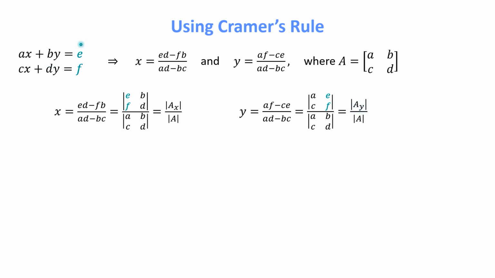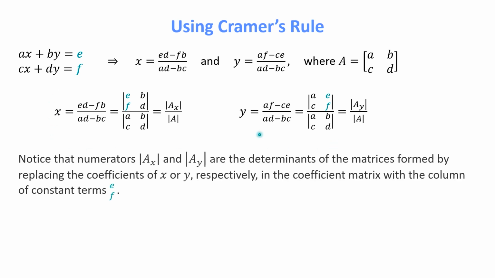So now we can follow on and summarize what we found. We notice that the numerators, the determinant of A sub x and the determinant of A sub y, are the determinants of the matrices formed by replacing the coefficients of x for A sub x, or y for A sub y, respectively, in the coefficient matrix with the column of constant terms with entries e and f, which of course come from our two equations here.